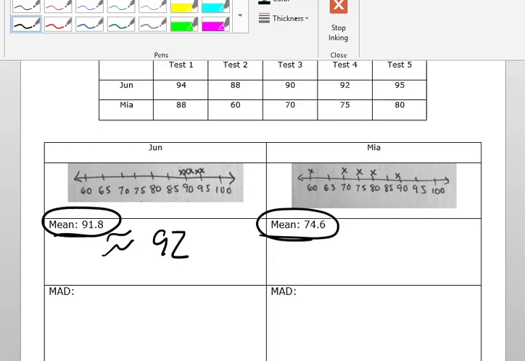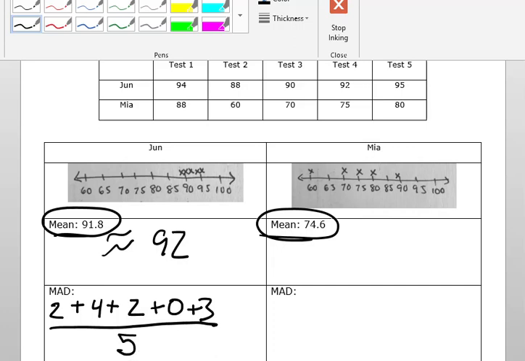All right, so the difference between 94 and 92 is 2. Difference between 92 and 88, that's going to be 4. The difference between 90 and 92 is 2. The difference between 92 and 92 is 0. And the difference between 92 and 95 is 3. Okay, I'm going to throw these over each other. So I have 2, 4, 2, and 3. 1, 2, 3, 4, 5 pieces of data.